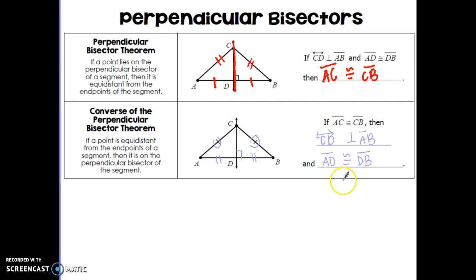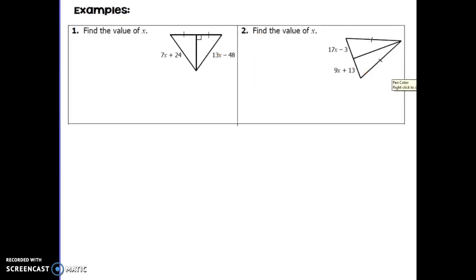So let's take a look at how we would do these algebraically. Number one says find the value of x. So here we have a triangle. We see that there is a line cutting it, and it is forming a 90-degree angle, and also these sides are congruent. So we do know that these are in fact perpendicular bisectors. So with that theorem, again, these two are congruent, but also these two bigger sides are congruent as well. So that is exactly how I will be setting those two up.